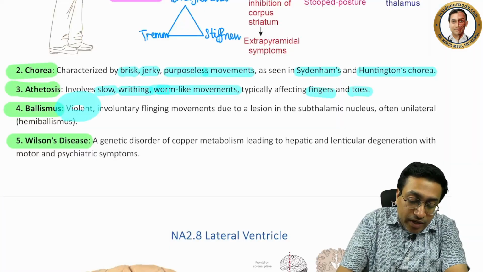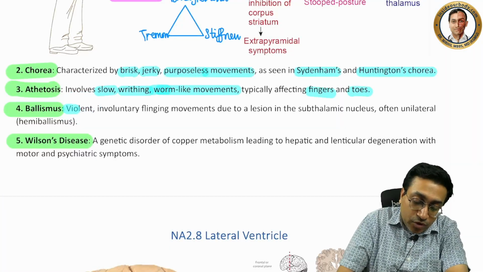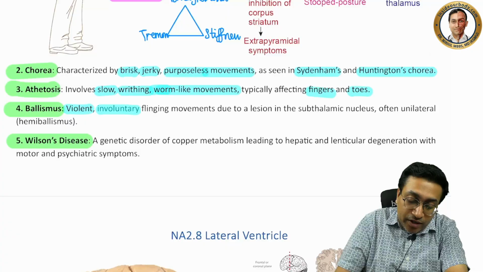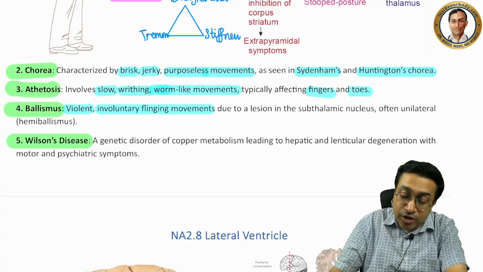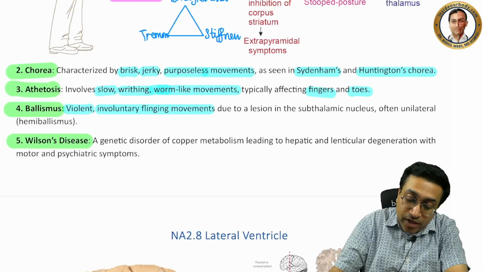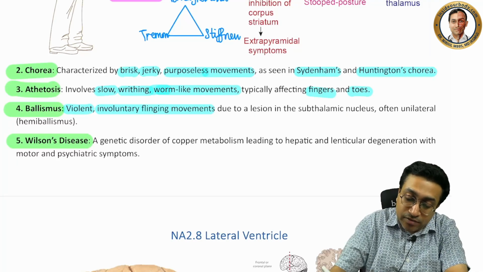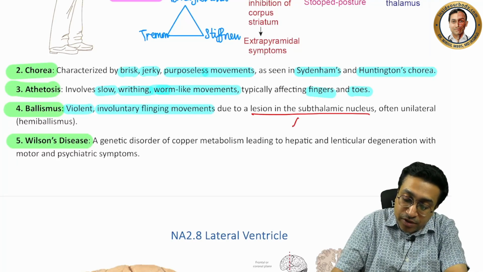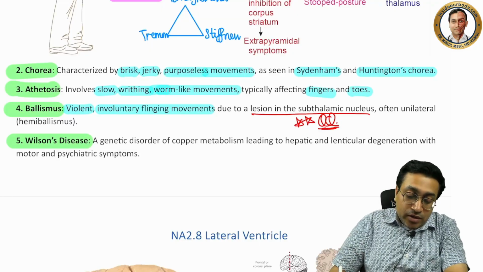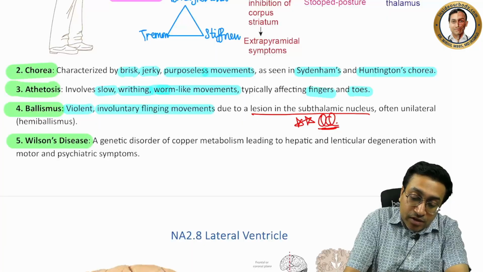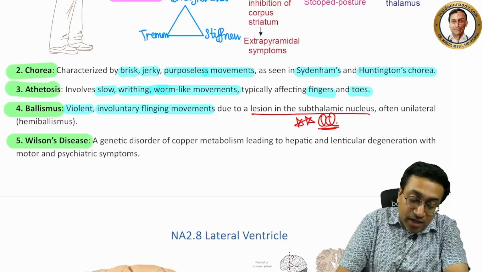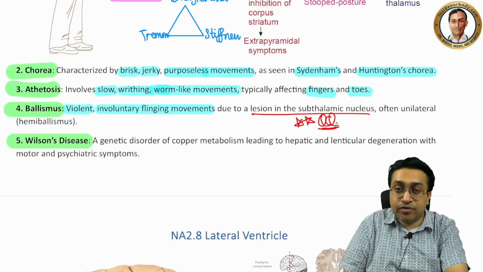Ballismus is violent, involuntary flinging movements due to, again now see, a very important line, the lesion of the subthalamic nucleus. And this is the most important statement which is asked in the MCQs. And you can remember there is another terminology that you might have heard, that is hemiballismus, where one side is affected.